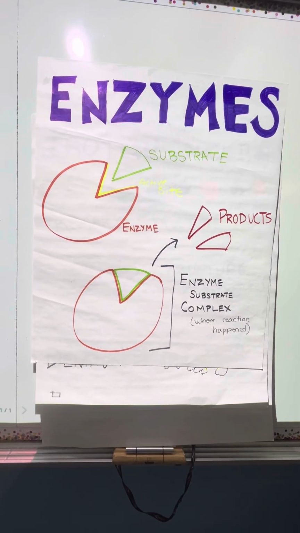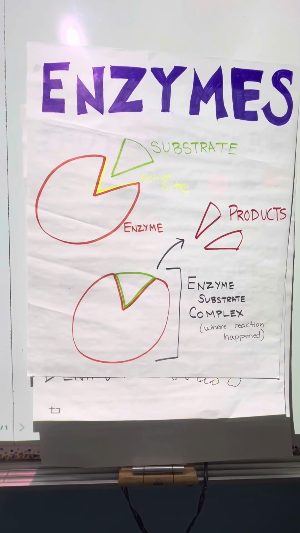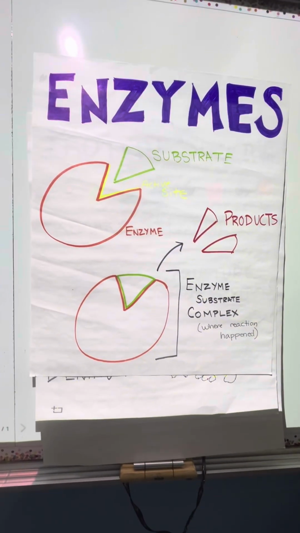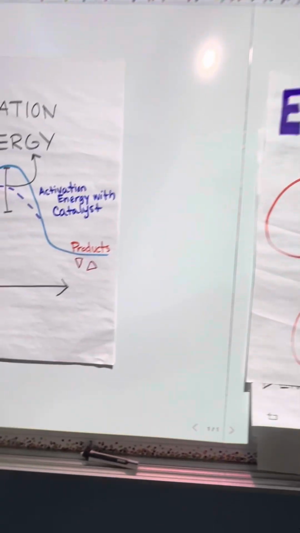We have a test on enzymes, and this video is going to help explain what you need to know. So this is for freshman biology, and the big thing about enzymes is that they are a type of catalyst.